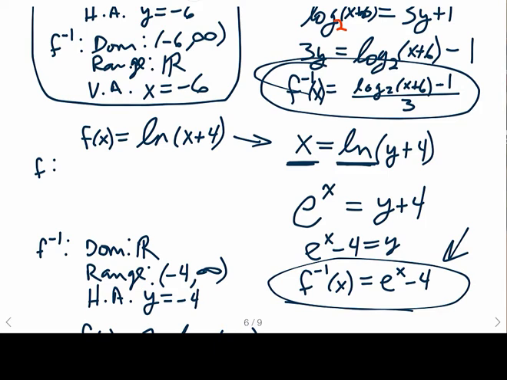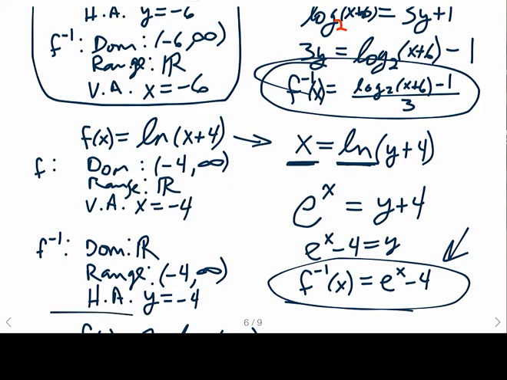Whether you did that or not, we could look at the argument of the original function, which was f of x equals natural log of x plus 4, to consider the domain. The domain of f is the numbers that don't give a negative argument, so -4 to infinity. The range of f is going to be all real numbers, and the vertical asymptote is going to be x equals -4. So that's the information that was asked for.